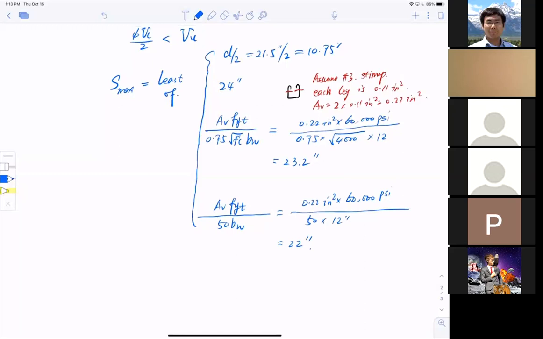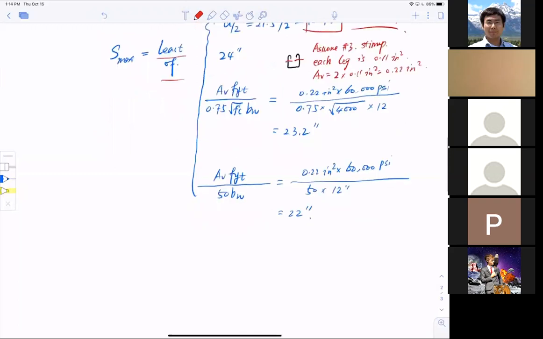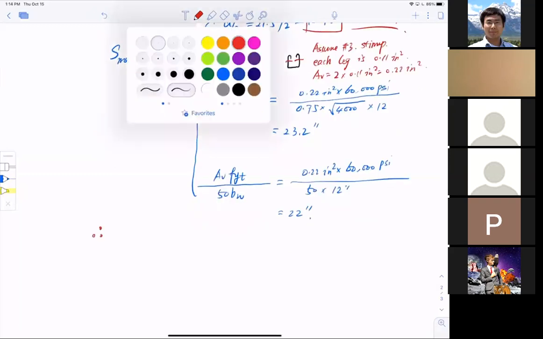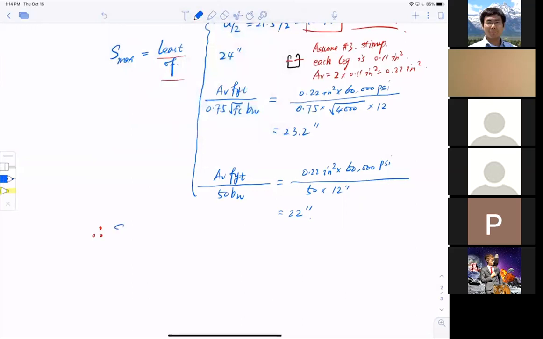So now the spacing requirement is the least of these 4 numbers. So now 10.75, 24, 23.2, 22. So here you go, right? The 10.75 is the answer, so it governs. Okay, 10.75 inches governed. Therefore S max, the maximum spacing allowed, equals 10.75 inch. That's the maximum spacing allowed. And put in the bracket here, this is for number 3 stirrups.